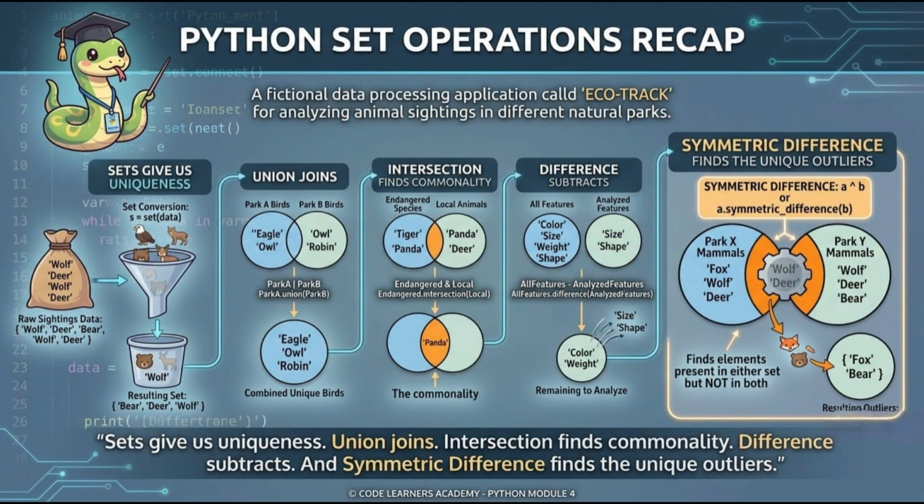Let's recap. Sets give us uniqueness. Union joins. Intersection finds commonality, a difference subtracts. And symmetric difference finds the unique outliers.